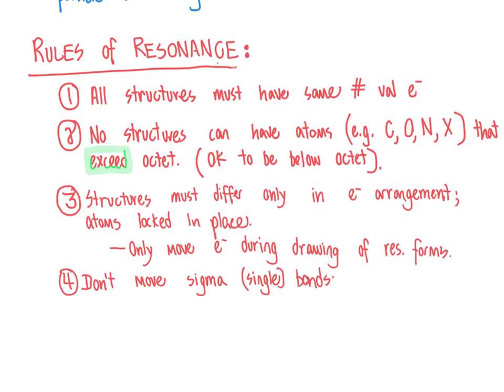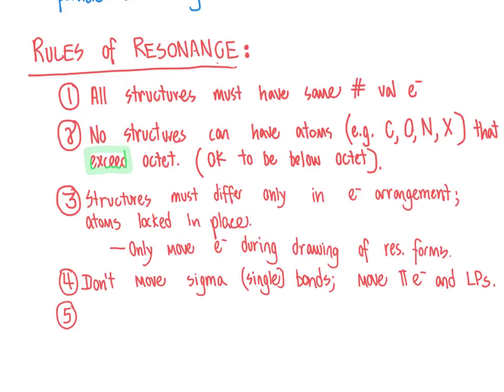Instead, what we're going to move are the pi electrons, and the lone pair electrons are going to be the ones that are fair game for doing the work of resonance, for moving around and being located in different locations within the molecule to create these different hybrid structures.